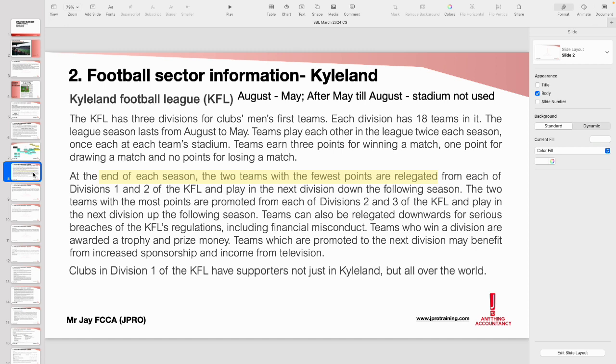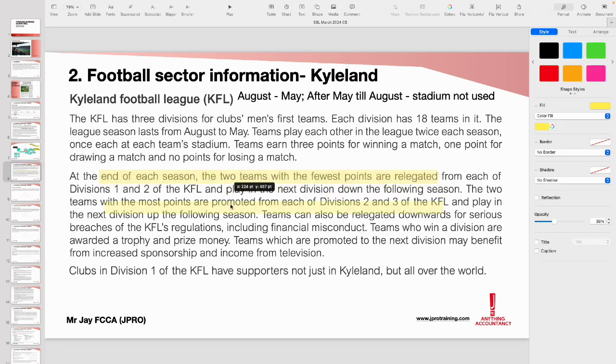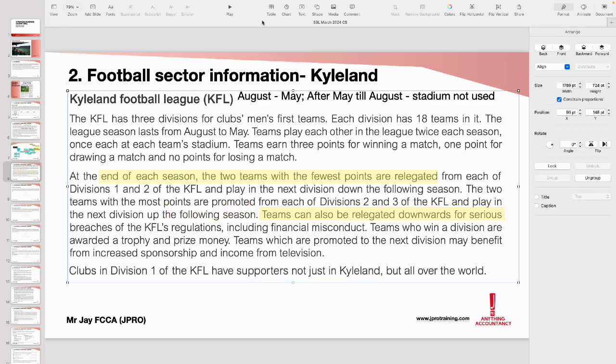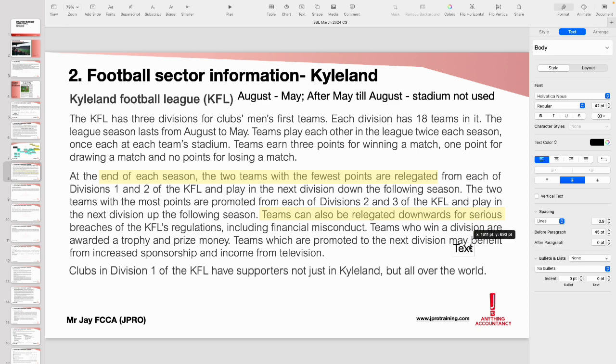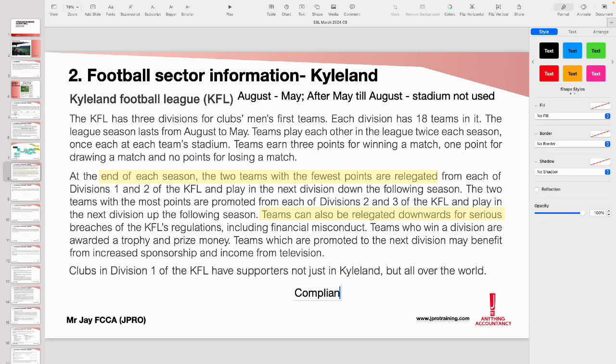Teams can be relegated downwards for serious breaches. Okay, here is another point you have to pay attention to, because they can get breached. Serious breaches means you need to ensure compliance. Not only must you play well, compliance to KFL regulation is very critical, including financial misconduct. So there's also the financial compliance requirements. So you got 2 types of requirements that you must be aware of when you handle this one.